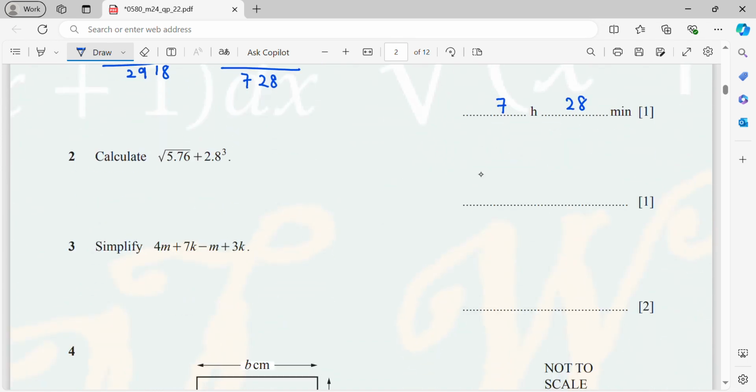Now for question number 2, calculate the square root of 5.76 plus 2.8 cubed. You can just get the value from the calculator. Square root of 5.76 is 2.4. 2.8 cubed will be 21.952. So when you add up, it will be 24.352. So this is the exact value.